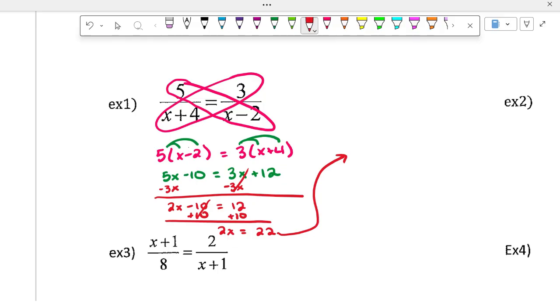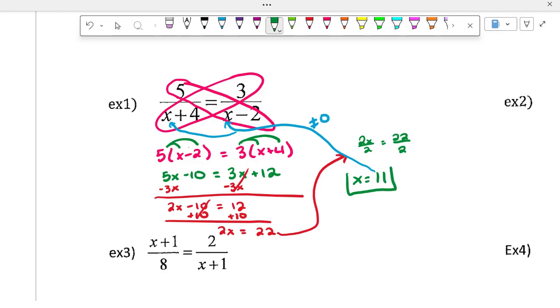What's the last step? Divide both sides by 2. So x is equal to what? 11. Now, before you say that's your answer, just do a quick check and plug it back in for x in the denominators, just in the denominators, because remember, you don't want the denominators to equal 0. So 11 plus 4, that's definitely not going to be 0. 11 minus 2, that's definitely not going to be 0. So this works. So just in the back of your mind, just check the denominators really quickly.